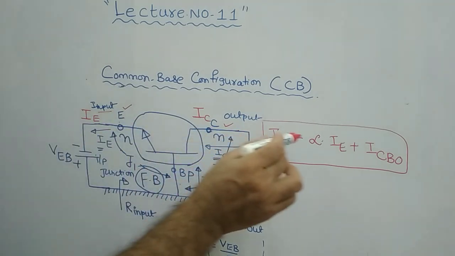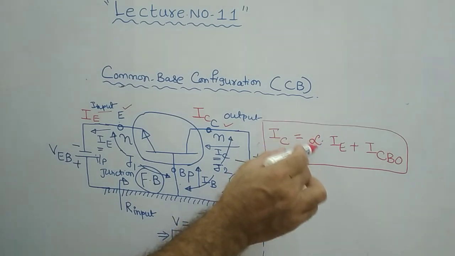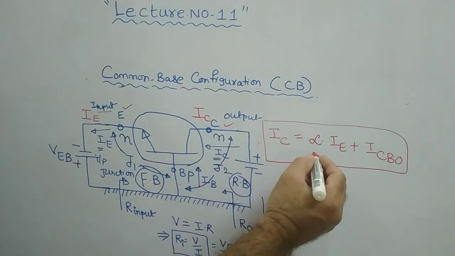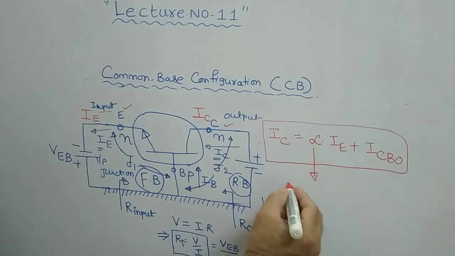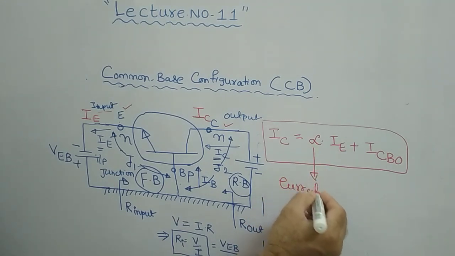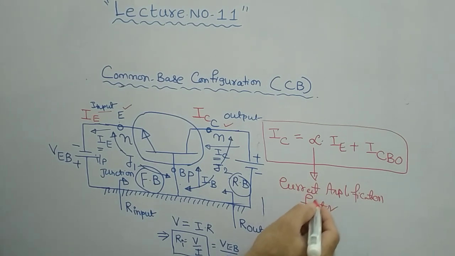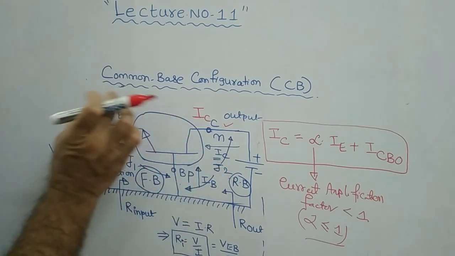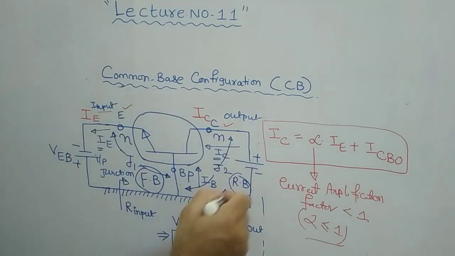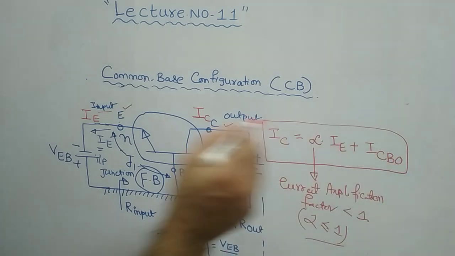alpha times IE, where alpha is a fraction, also called the current amplification factor. Remember that alpha is called the current amplification factor, and always remember that it is less than or equal to 1, not greater than 1. So alpha times IE means alpha times input current, plus reverse bias current, ICBO. It is a small current actually.